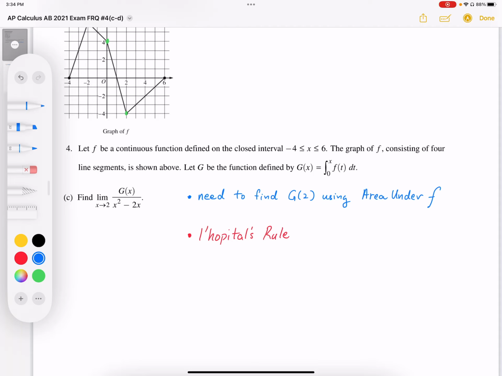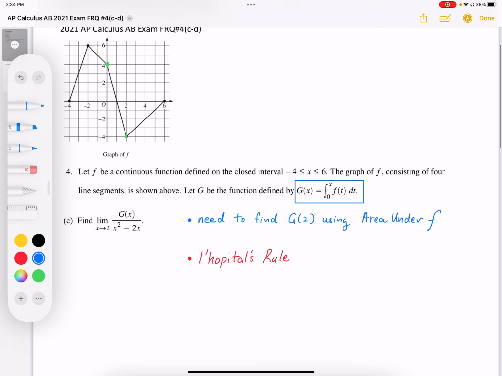So part C asks, find the limit as x approaches 2 of g of x over x squared minus 2x. Okay, so to evaluate this limit, we need to be able to find g of 2. Since x goes to 2, and again, this is a two-sided limit, we need to find g of 2 so we can try to evaluate this limit. And to find g of 2, we need to use this area function, this one right here, and we're going to use that to calculate the value of g of 2.